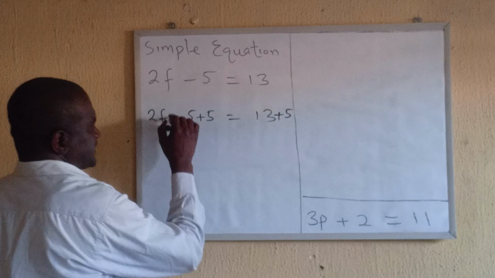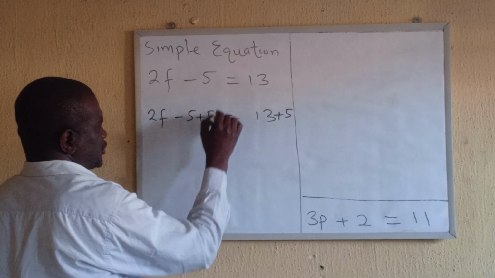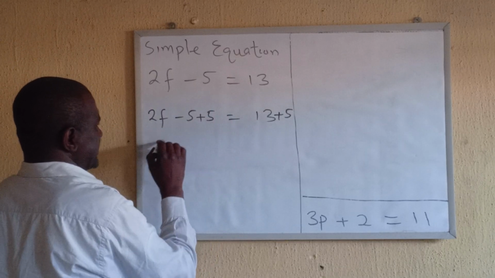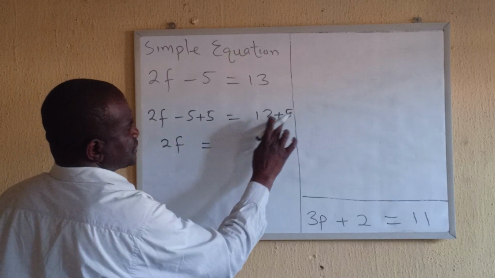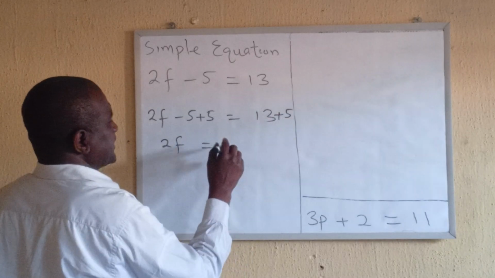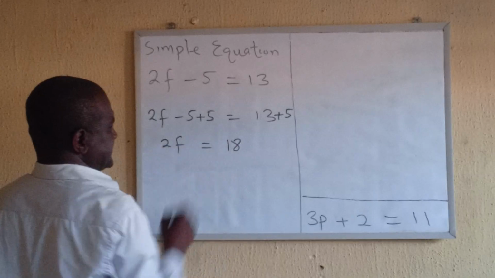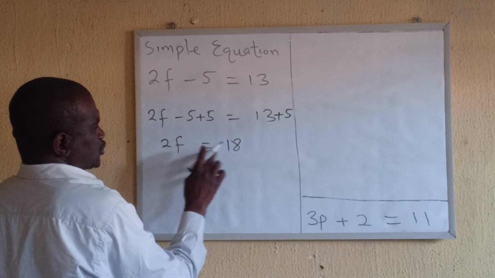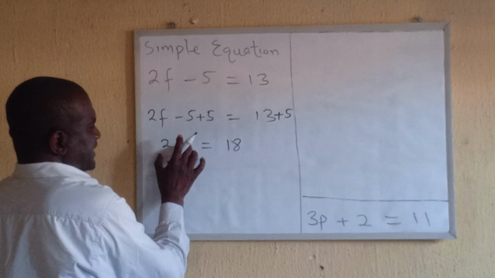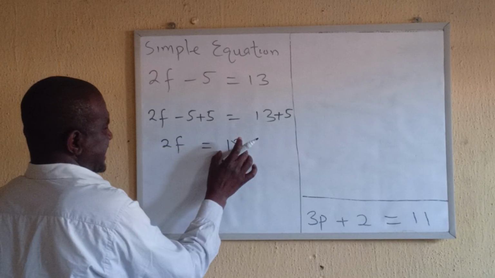Because this expression here is 0, I will not write it. So I'll write 2f will be equals to, and this 13 plus 5, which we have said is 18. So I can write 18 here. That means I have 2f is equals to 18, with 2f on the left hand side and 18 on the right hand side.